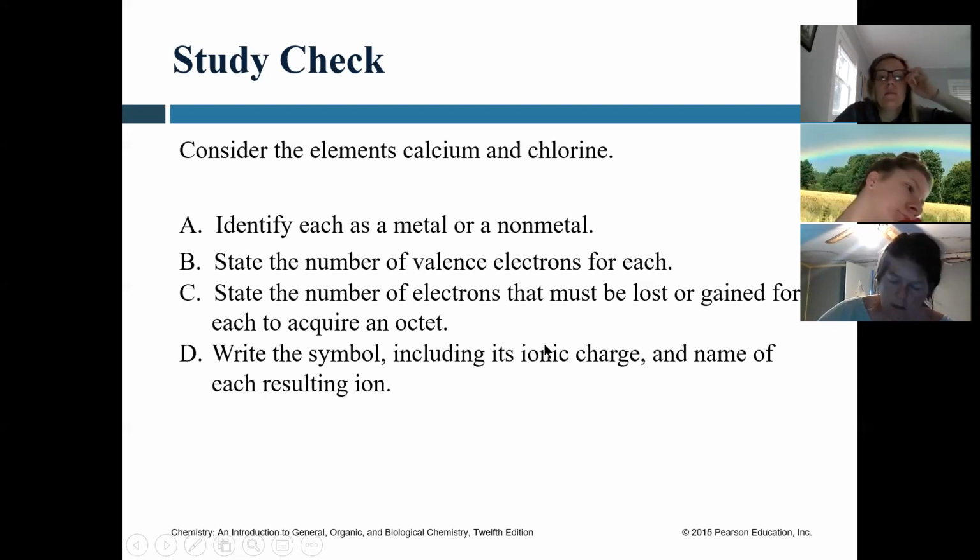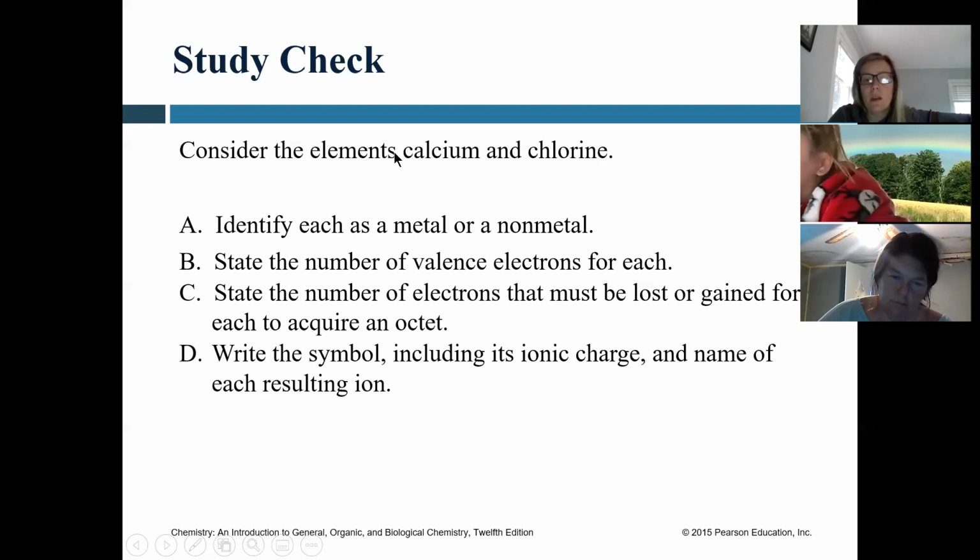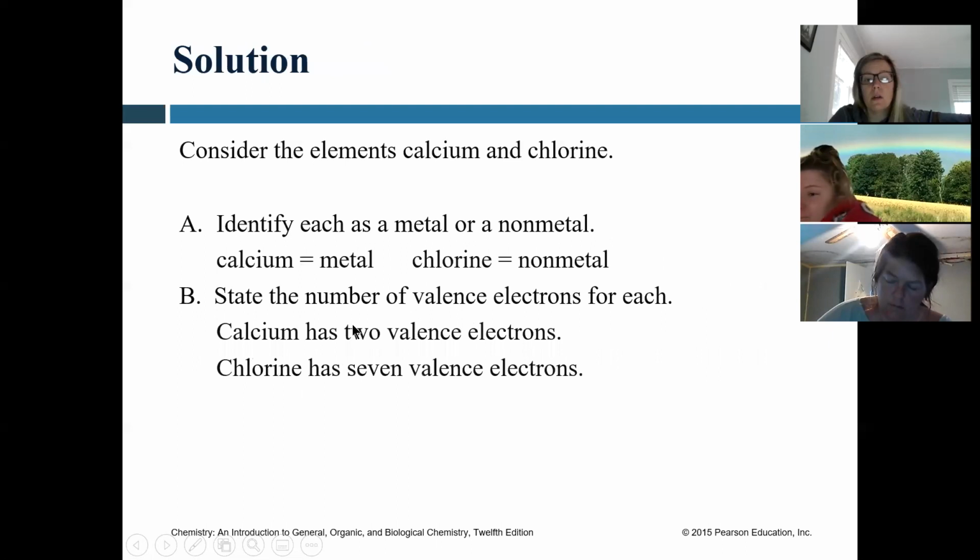All right, so calcium is our metal. In this case, chlorine is our non-metal. The number of valence electrons, well, calcium is in column 2, so it has 2 valence electrons. Chlorine is in column 7, so it has 7 valence electrons. Remember, whatever group it's in is the number of valence electrons.